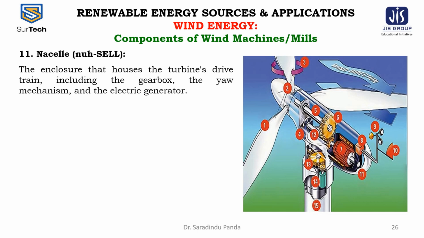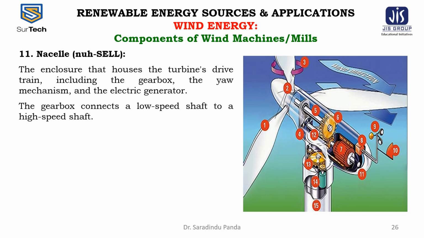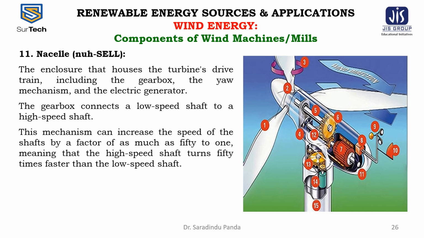The 11th component is the nacelle. The nacelle is the enclosure that houses the turbine's drivetrain, including the gearbox, the yaw mechanism, and the electrical generator. The gearbox connects a low-speed shaft to a high-speed shaft. This mechanism can increase the speed of the shafts by a factor of as much as 50 to 1, meaning that the high-speed shaft turns 50 times faster than the low-speed shaft.